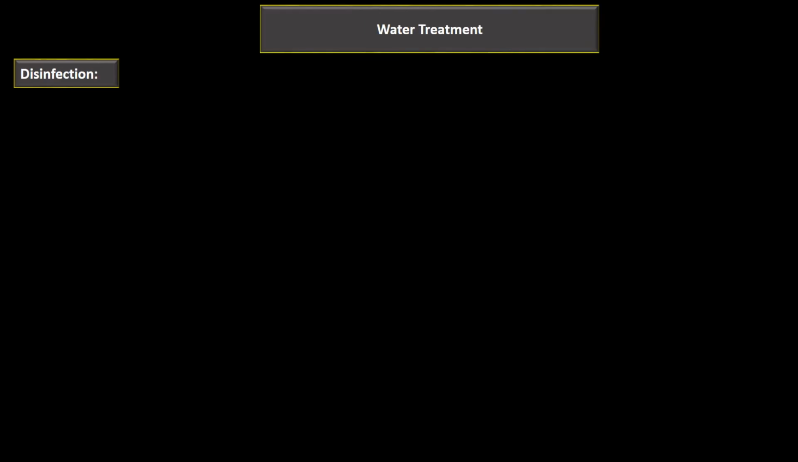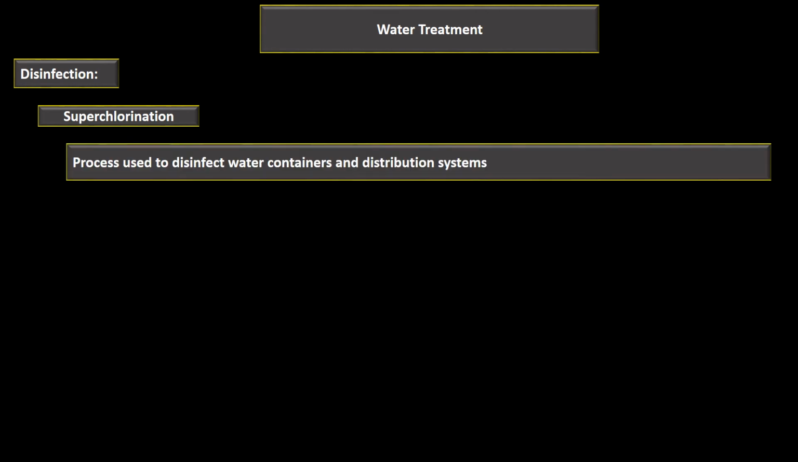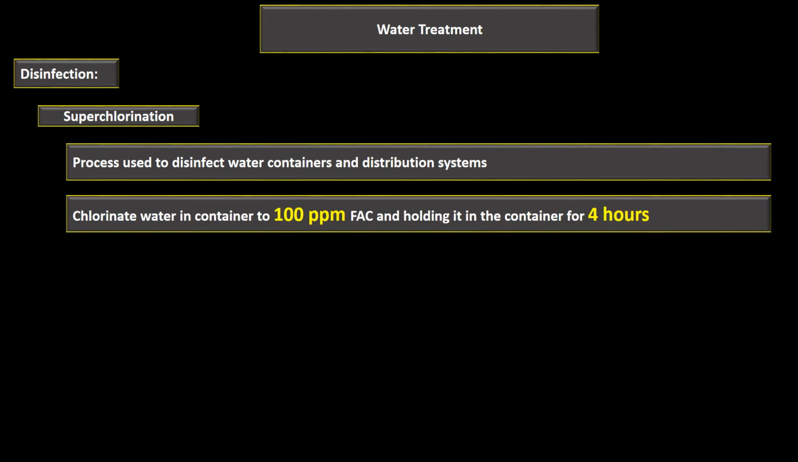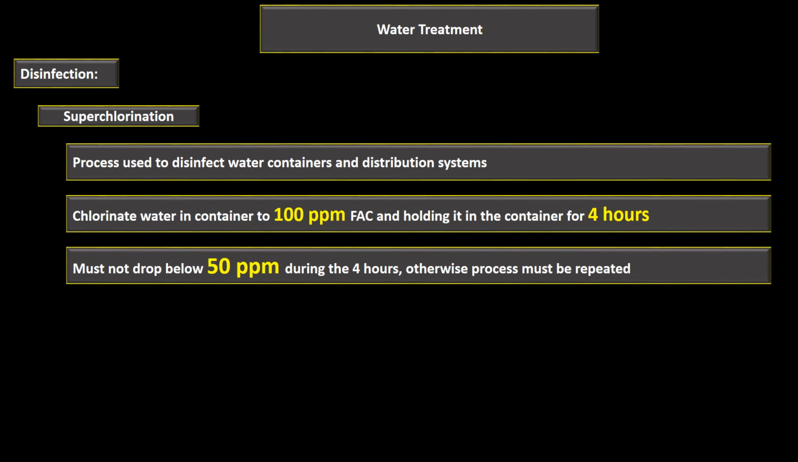All right, moving on with disinfection. Next, we're going to talk about superchlorination. In superchlorination, this is what we do to disinfect water containers and distribution systems once they've become contaminated. This is how we clean them out. We're going to chlorinate the water in that container to reach 100 parts per million free available chlorine, and hold it in that container for 4 hours. During those 4 hours, that free available chlorine cannot drop below 50 parts per million. If it drops below 50, we have to start all over again.